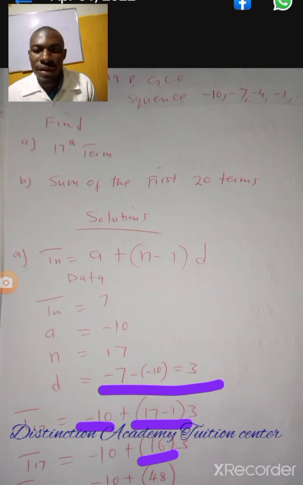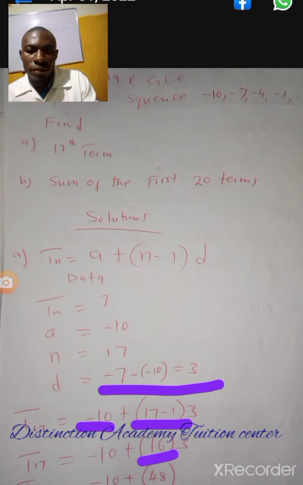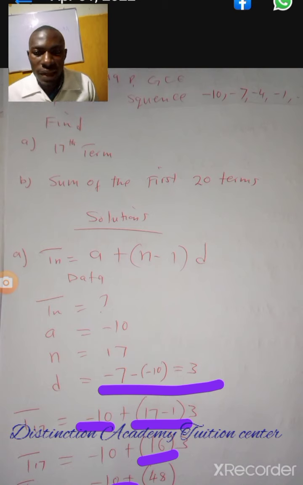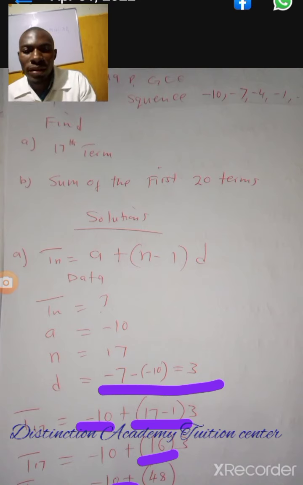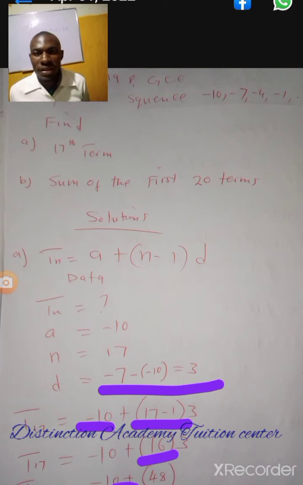From there, T17 is equal to -10, then 16 times 3, which gives you 48. Then what is -10 plus 48? Your answer is going to be 38. So 38 becomes your answer.